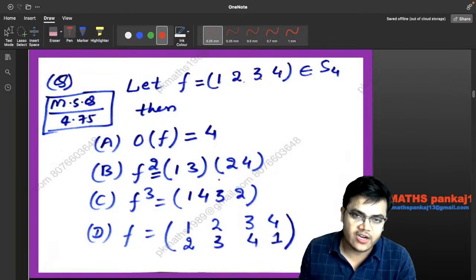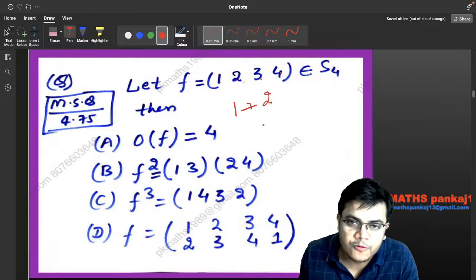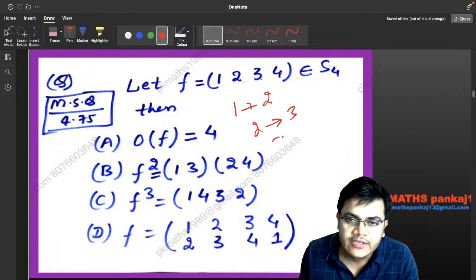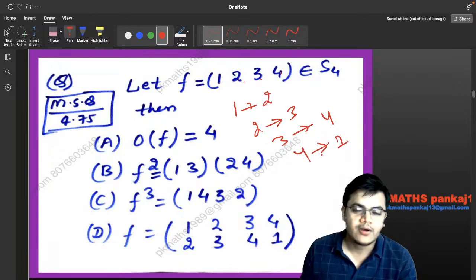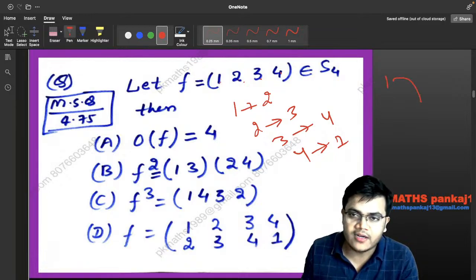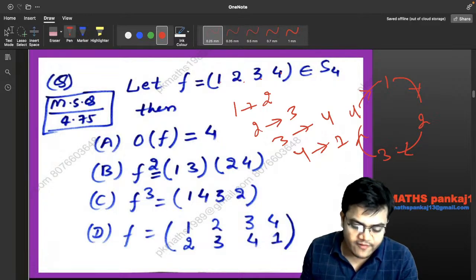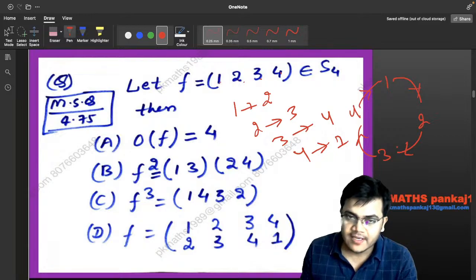Shubham ji, you are also welcome over here. So first of all, you can see 1 is going to 2, 2 is going to 3, 3 is going to 4, and 4 is going to 1. So yes, the cycle notation: 1 is going to 2, 2 is going to 3, 3 is going to 4, and 4 is going to 1. This is the cycle notation. So what is the problem with A, Ashish ji? Its order is 4 as well.